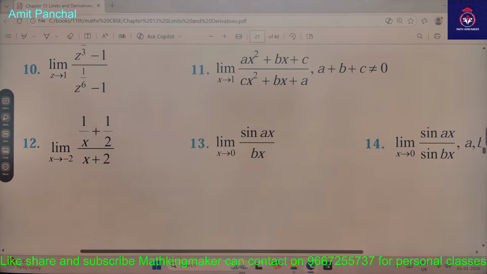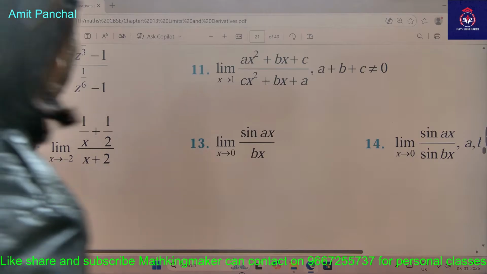So is it minus 1 by 4? Yeah, minus 1 by 4 is the right answer. Okay, next one. Sin ax by bx. You have to take a by b outside, right? Yeah, if it is necessary, then you have to take it.